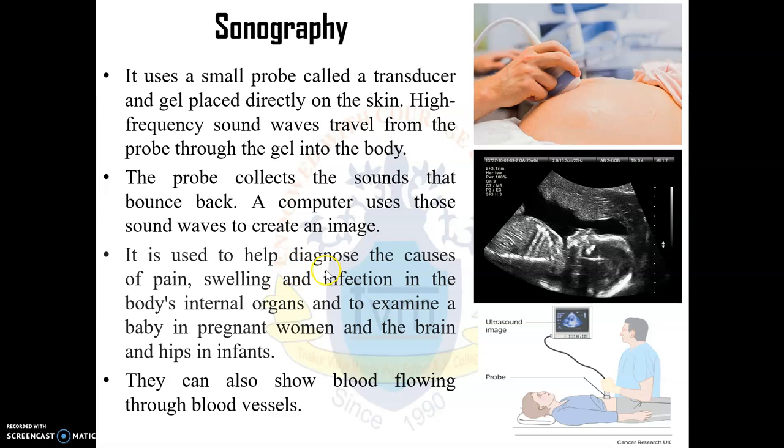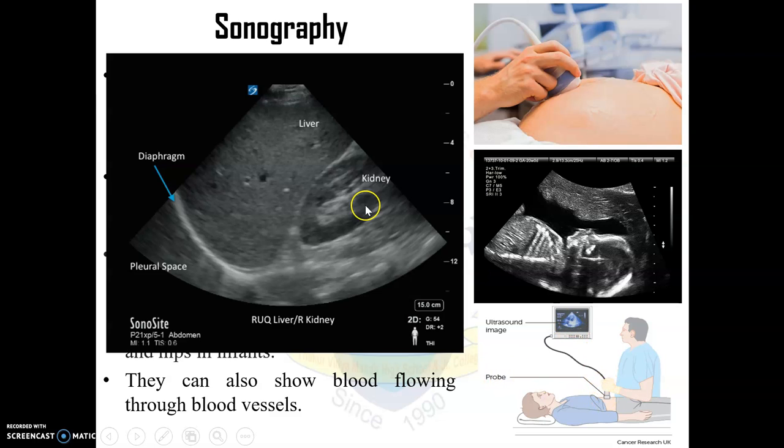Sonography is used to help diagnose the causes of pain, swelling, and infection in the body's internal organs, and to examine a baby in pregnant women and the brain and the hips in infants. It can also show the blood flowing through the blood vessels. In the third picture, you can see a doctor conducting a sonography of the abdomen with the help of a probe. If we maximize this image, we can see the position and condition of the different organs like liver, kidney, diaphragm, etc. Of course, we won't be able to understand it, but the doctor can understand and interpret this kind of visual images.